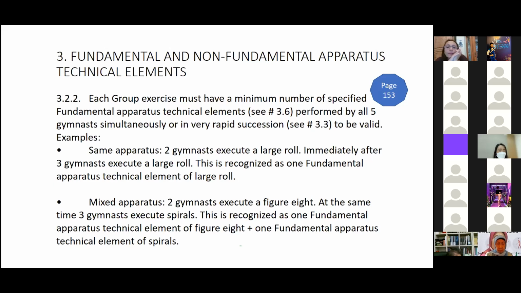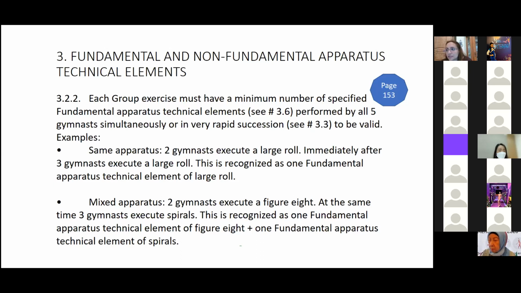Example. If we have the same apparatus, 5 balls, 2 gymnasts perform the roll, large roll. Immediately after, the other 3 can do the large roll. This is recognized as one time this fundamental apparatus technical element large roll, not as 2 times. So all 5 gymnasts must participate, either simultaneously or in very rapid succession. All of them must take part in the fundamentals.